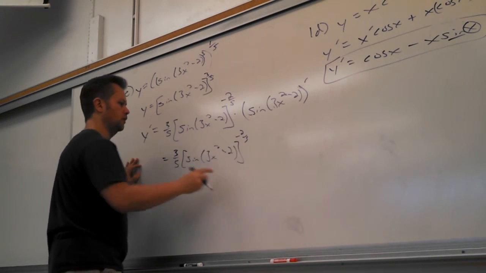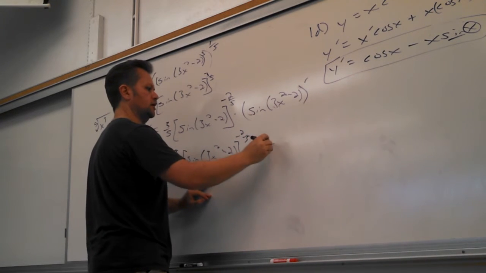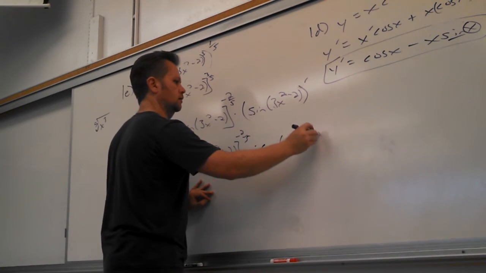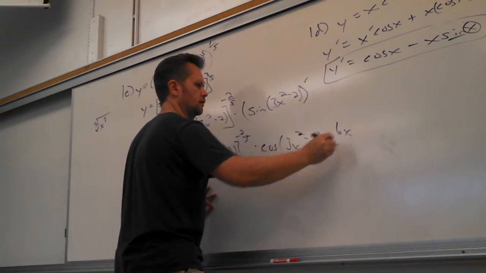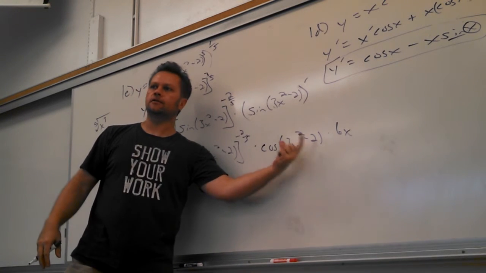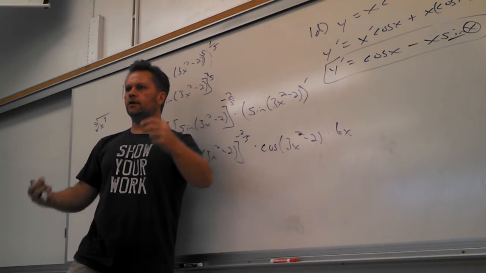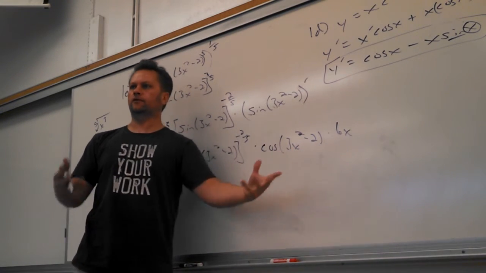Cosine. Good. Cosine. 3x squared minus 2. Inside cosine. Yeah, what's the derivative of the inside? Oh, 6x. And I know I'm done because there's nothing else inside what I just did. That's how I know when I'm done. There's no other inside function on the function I just took the derivative of.